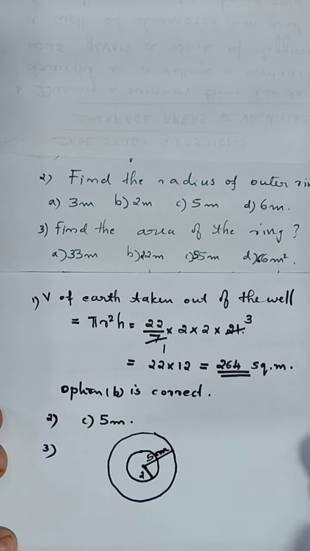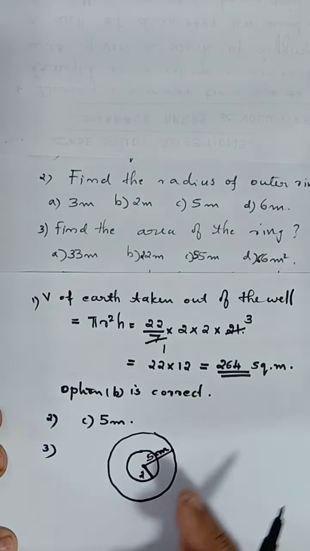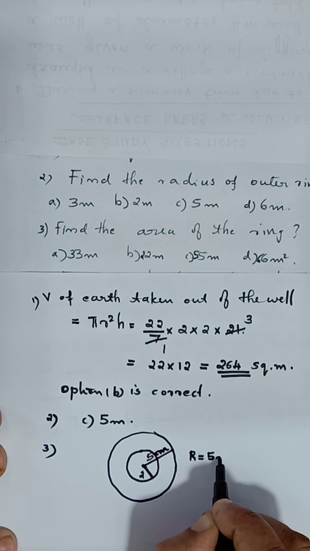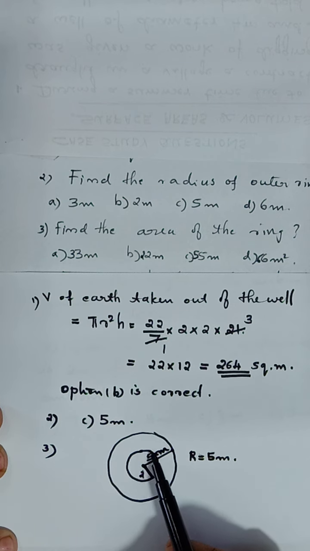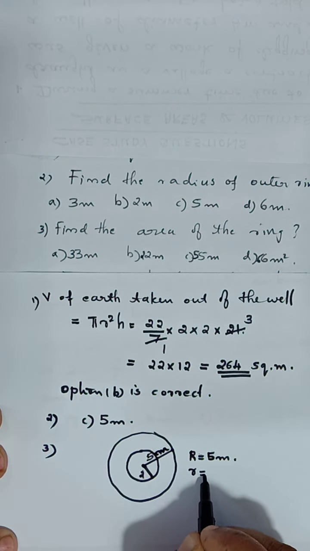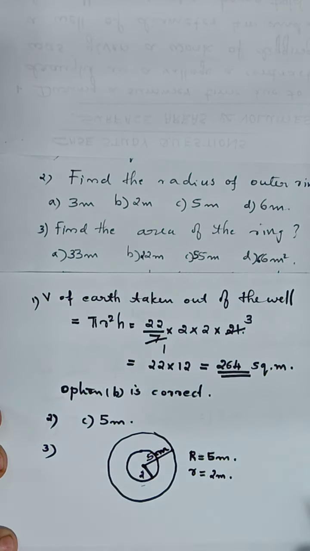First we have to find out the complete area of the outer circle, that is the complete circle. So let us have capital R as 5 meter. That is the complete circle, that is our well with the embankment. Well with embankment, the radius is 5 meter. Let it be capital R, and small r is the inner circle's radius, that is equal to 2 meter.